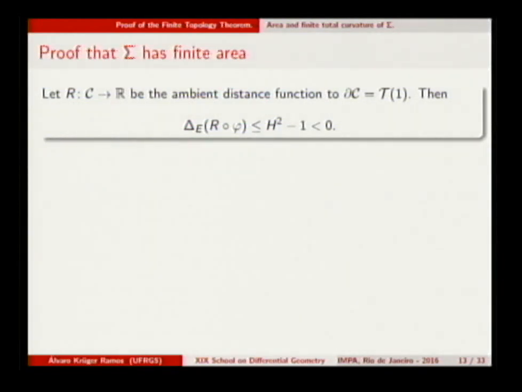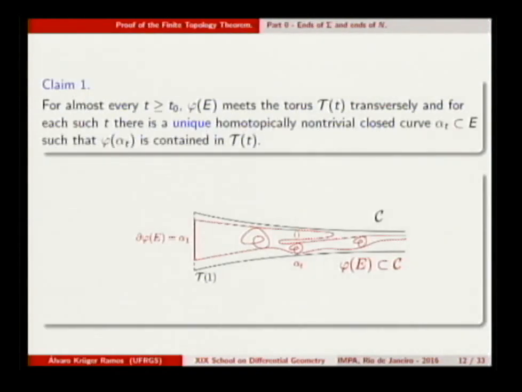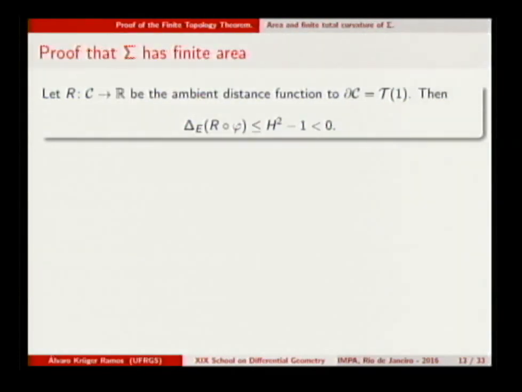Now we want to prove that sigma has finite area. To do this, you just take the ambient distance function to this first torus here. We call this function R. And you find this inequality on the intrinsic Laplacian of the restriction of R to sigma. This inequality is quite easy to obtain. You find that this is less than h squared minus 1. And remember, since h is less than 1, this is a negative constant.